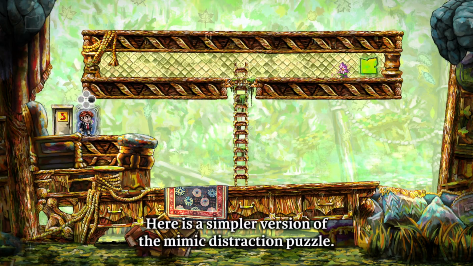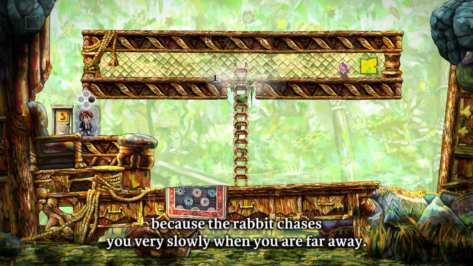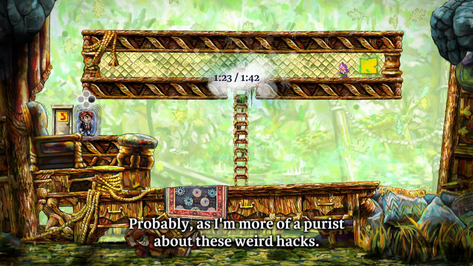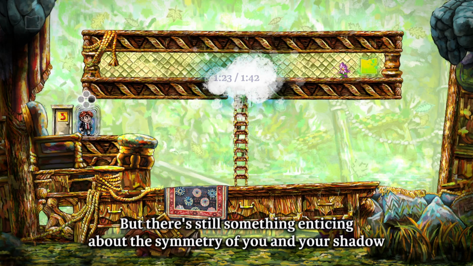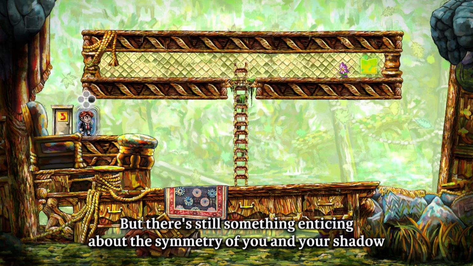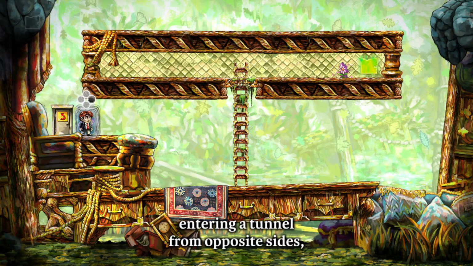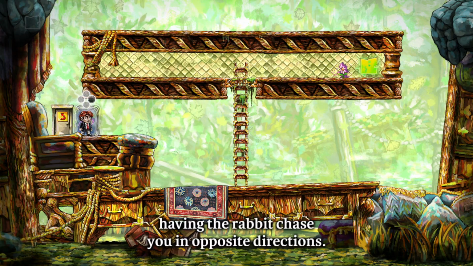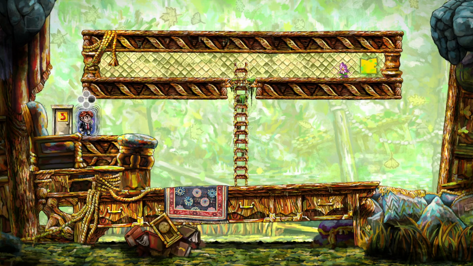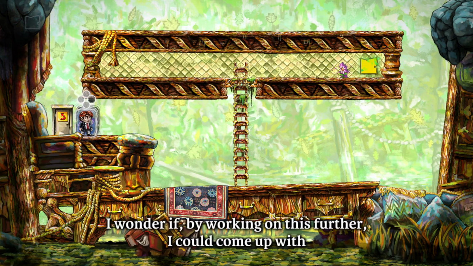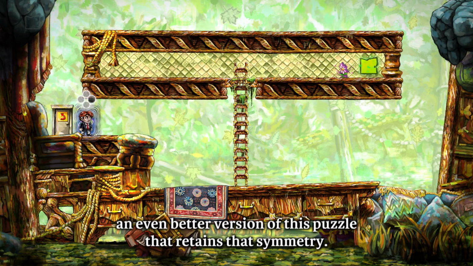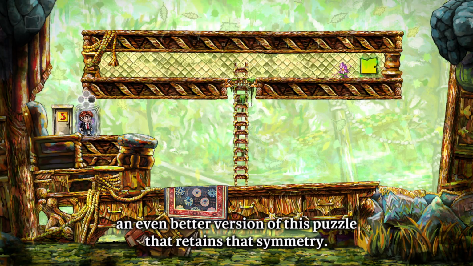Here is a far away programming pair of a purist about these weird hats. But there's still something enticing about the symmetry of you and your shadow entering a tunnel from opposite sides, having the rabbit chase you in opposite directions. I wonder if, by working on this further, I could come up with an even better version of this puzzle that retains that symmetry.